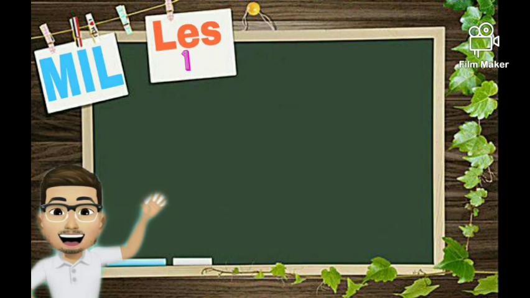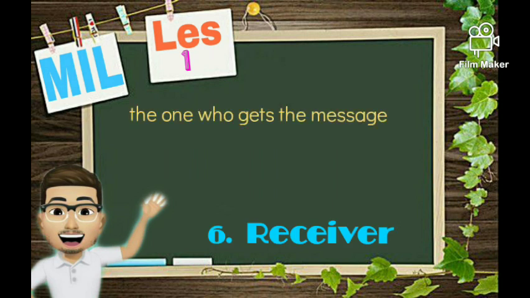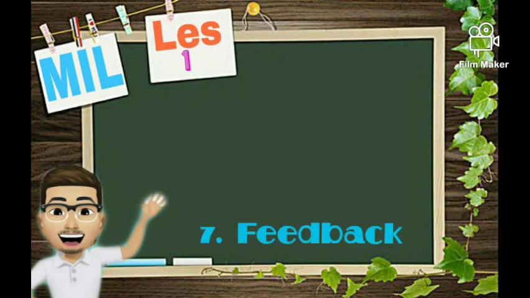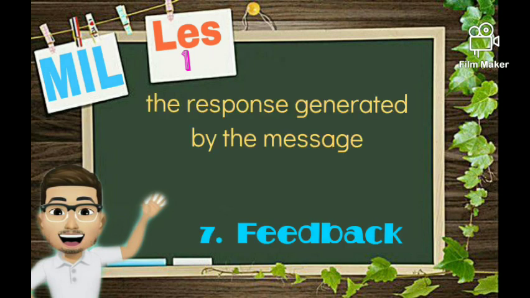And then next we have the receiver. So the receiver is the one who gets the message that was transmitted through the channels. Like the sender, the receiver can be an individual or an organization. And then next we have the feedback. It is the response generated by the message that was sent to the receiver. It can be immediate or delayed.